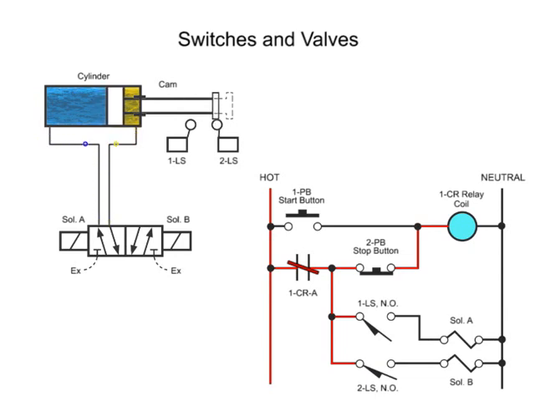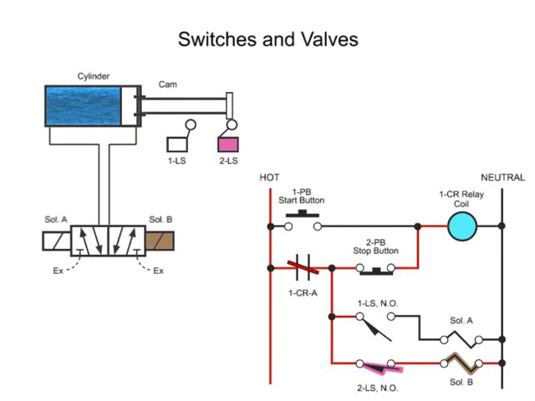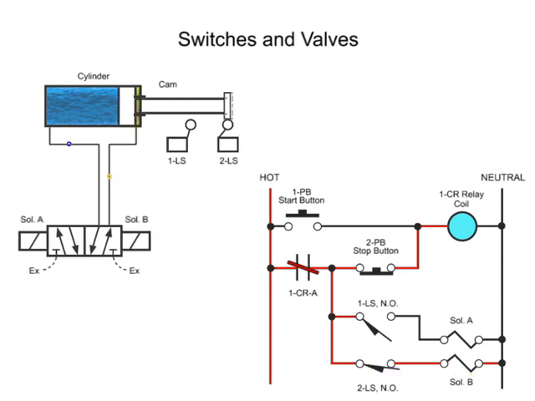As the cylinder continues to extend, the cam engages limit switch 2LS. When limit switch 2LS is closed, solenoid B becomes energized. Solenoid B then shifts the hydraulic valve, allowing fluid to drain from the blind end and begin to fill the rod end of the cylinder. The rod and cam begin to retract until the cam engages limit switch 1LS and the cycle starts anew.